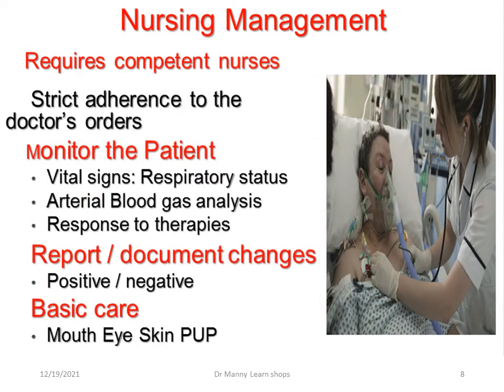The nursing management again requires competent nurses who adhere to the doctor's orders. And your role is to monitor the patient's vital signs, especially the respiratory status again, and heart rate, blood pressure, capillary refill time. It's important to do arterial blood gas analysis and monitor the response to therapies and to document both positive and negative changes. And always provide basic mouth, eye, skin, and pressure ulcer prevention therapy.